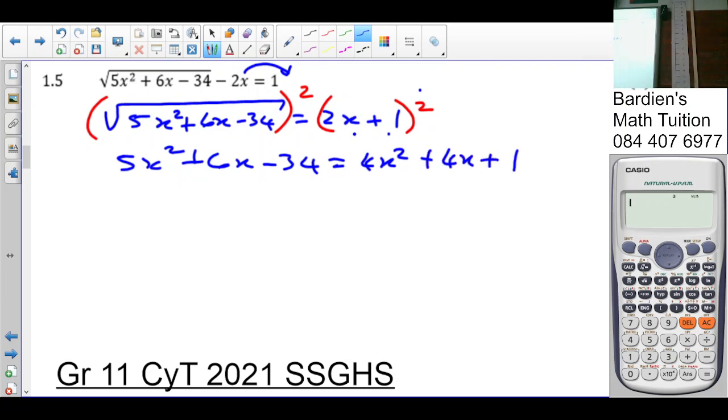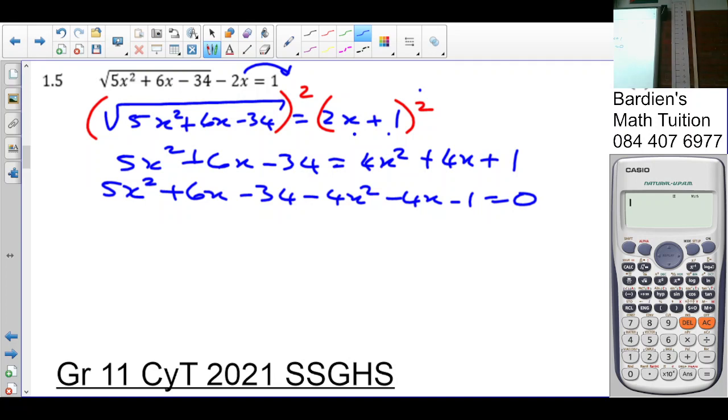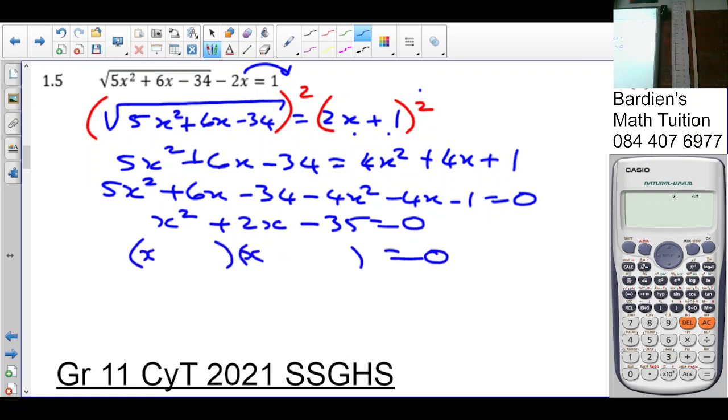Since it's a quadratic equation, everything goes on one side, 0 on the other side. So I get 5x squared plus 6x minus 34 minus 4x squared minus 4x minus 1 is equal to 0. 5x squared minus 4x squared gives you x squared. 6x minus 4x is positive 2x. Minus 34 minus 1 is minus 35, equal to 0. Trinomial, 7 and 5. Again, if you don't know how to do this, use the quadratic formula. The bigger product must be positive. So we get x is equal to negative 7 or x is equal to 5.